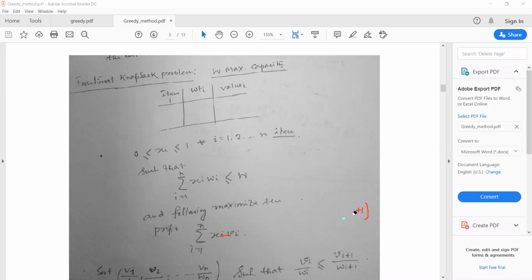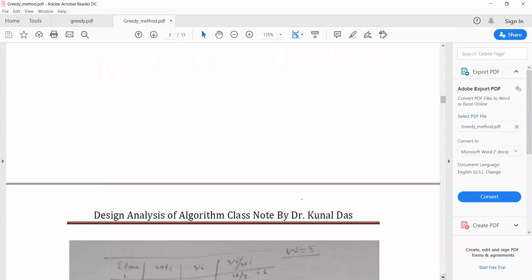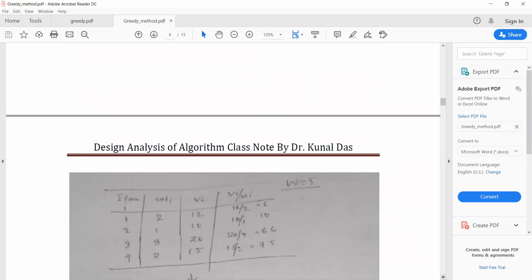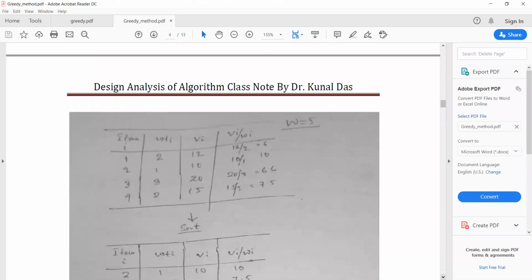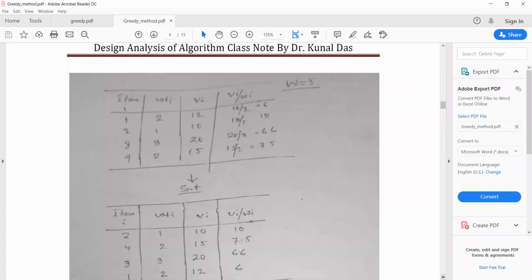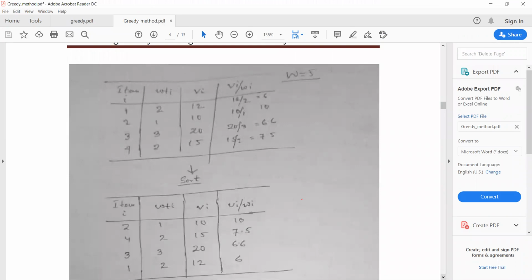So let's see how we'll proceed with an example in the corresponding pages. Let us assume there are 4 items, and the items with corresponding weights are given. Item 1 has weight 2, item 2 weight 1, item 3 weight 3, item 4 weight 2. The corresponding profits are 12, 10, 20, and 15.